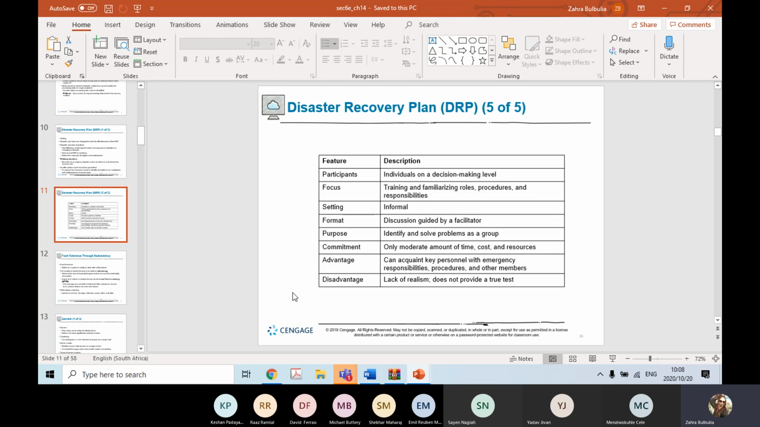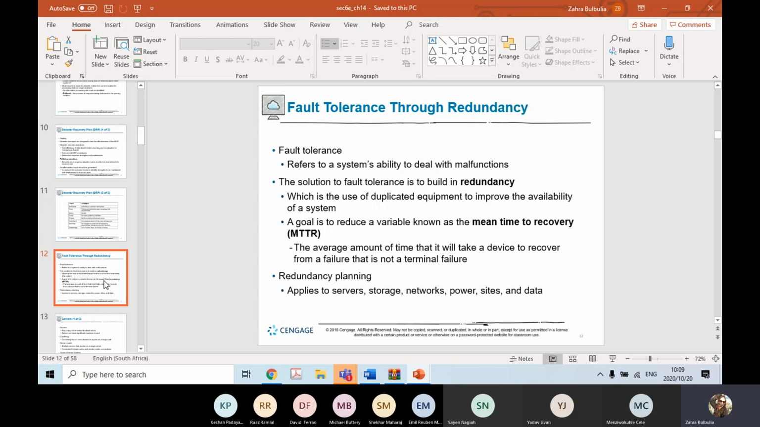The disadvantage is the lack of realism. It doesn't prove a true test. And this basically means that when a disaster actually happens, people are going to act very much differently to how they say they are going to act. And I mean this because we are in a more stressful situation when a disaster actually does occur. So it's not a true test of the procedures that you've put into place.